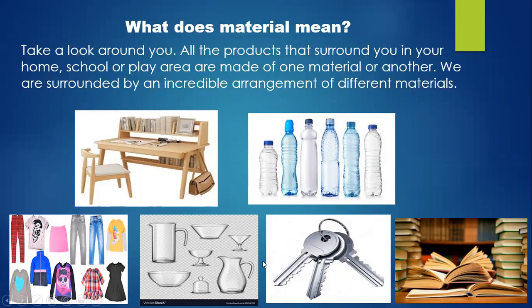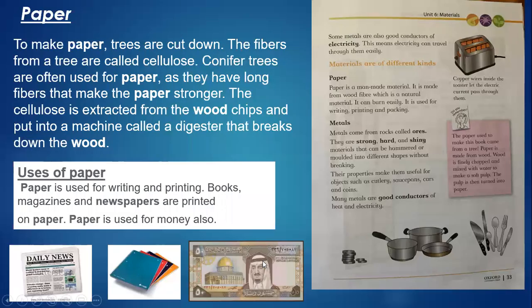Now today we will study something in detail about the different kinds of materials. First, what we have: paper. Paper is a man-made material. It is made from wood fiber, which is a natural material. It can burn easily. It is used for writing, printing, and packing.